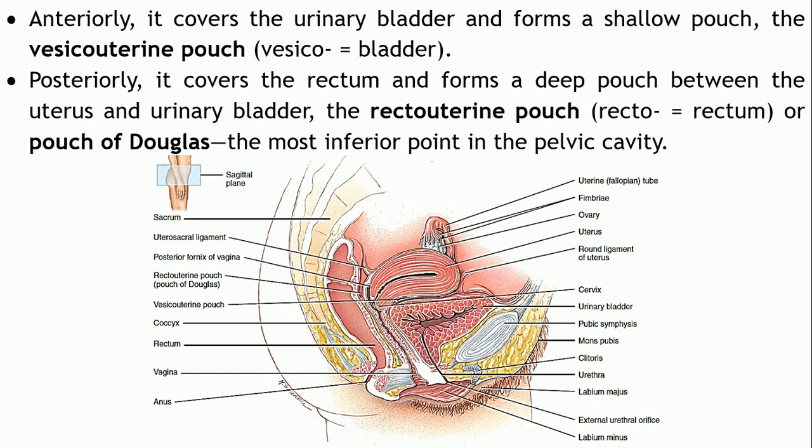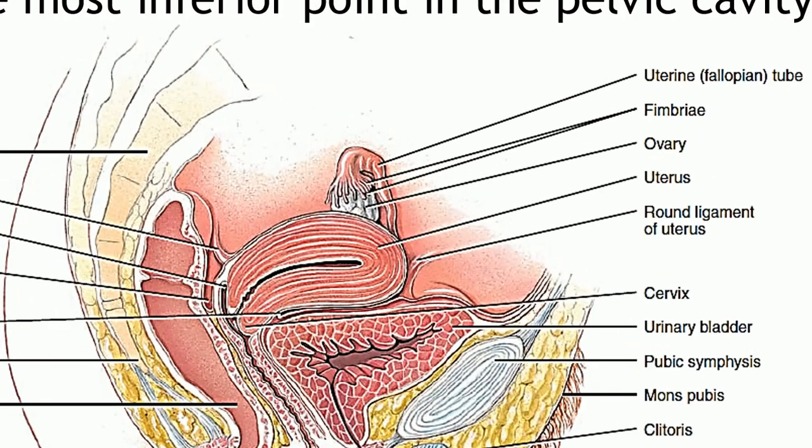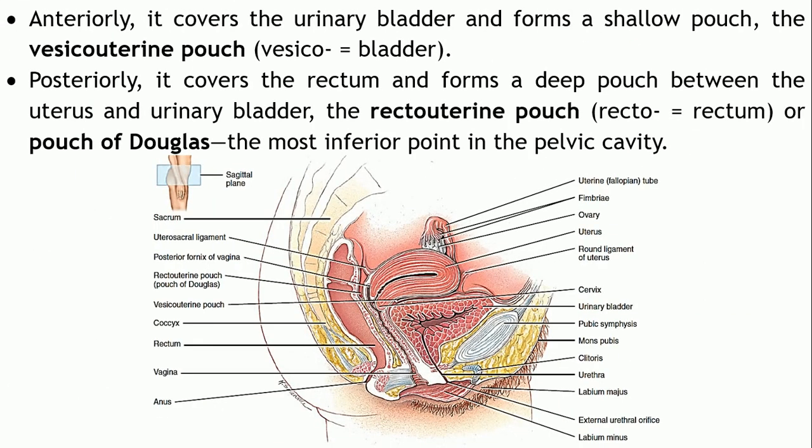Now as you can see over here, this layer of perimetrium is forming a fold in between the uterus and the urinary bladder. There is a small pouch which is formed over here, right? That pouch is known as the vesicouterine pouch. Vesico means bladder, you are all aware of. So the vesicouterine pouch is the pouch formed in between the uterus and the urinary bladder.